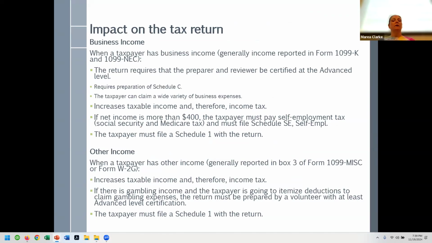So just a couple things about impact on the income on the tax return for business income. If a taxpayer has business income, you're going to be required to do the Schedule C. There's a wide variety of business expenses that are allowed, right? It's "ordinary and necessary" are the two words that the IRS generally uses to say, is that an allowable business expense, right?